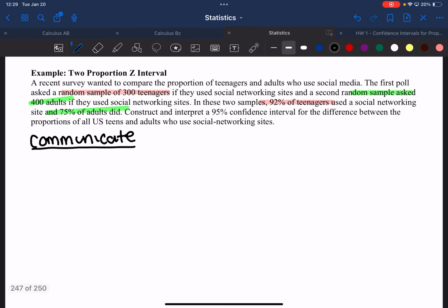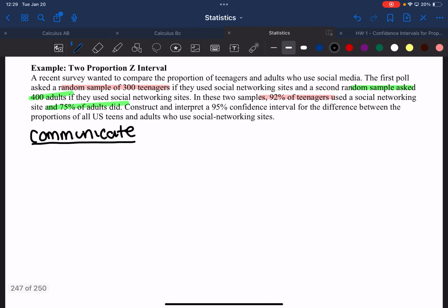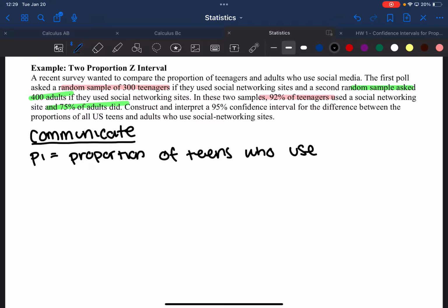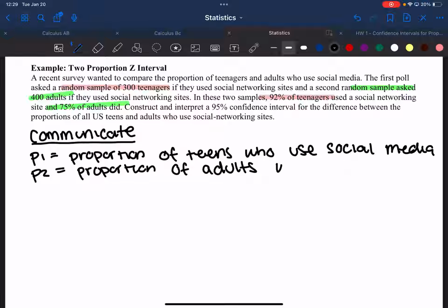Because I want you to write it. So our first C is communicate, and that's where we're going to write both our proportions. So proportion 1 is going to be the proportion of teens who use social media. Okay. P2 is going to be what? Proportion of adults, good, who use social media.